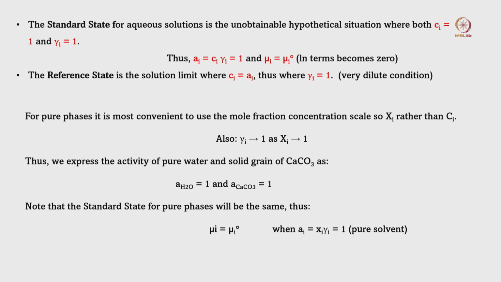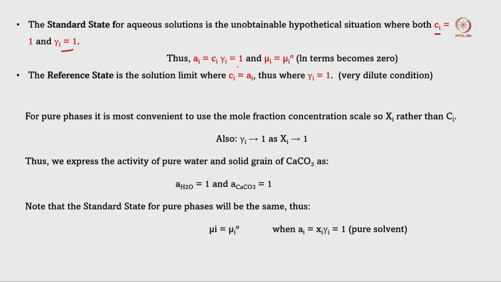So, the standard state for aqueous solutions is a very hypothetical situation. In that standard state, hypothetically C I is equal to 1, and gamma I is also equal to 1. In the standard state for aqueous solutions, a hypothetical state is considered where C I becomes 1 and gamma I becomes 1. What will happen then? If C I and gamma I both become 1, then A I becomes 1.